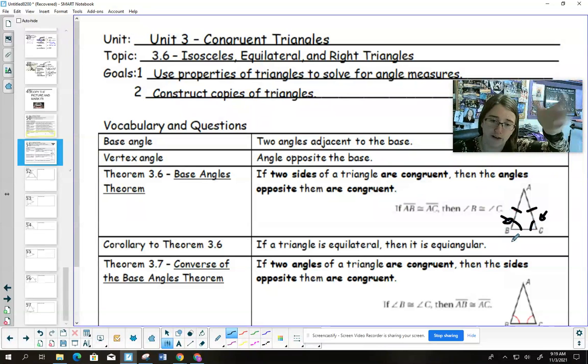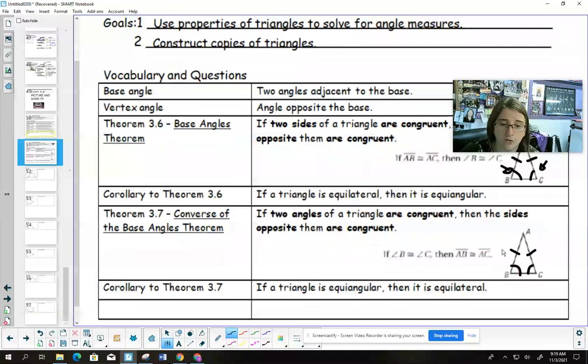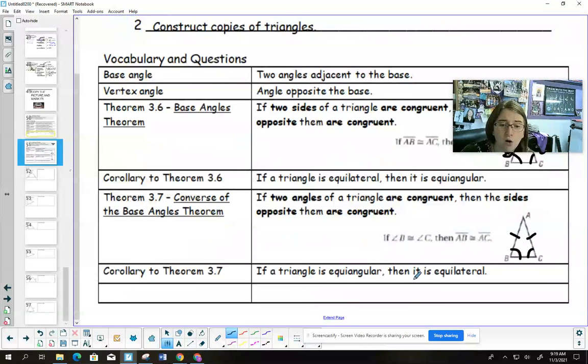Even if we turn the figure, if I rotated this or flipped it sideways, those would still be considered the base angles, so don't get confused. If the triangle is flipped, identify the two congruent sides and then see the bottom of those are the base angles. Same thing here. If I know that I have these two angles congruent, the two sides that touch those are going to be congruent as well. So that's all we're talking about in this lesson.